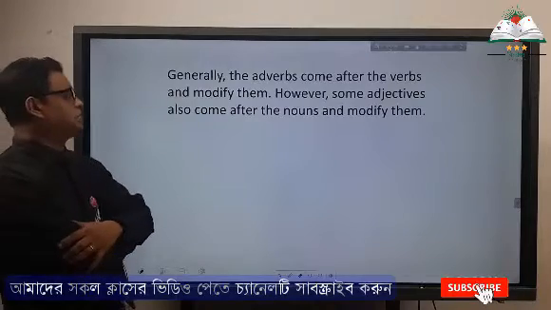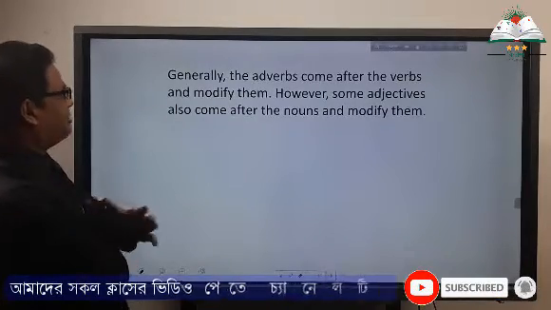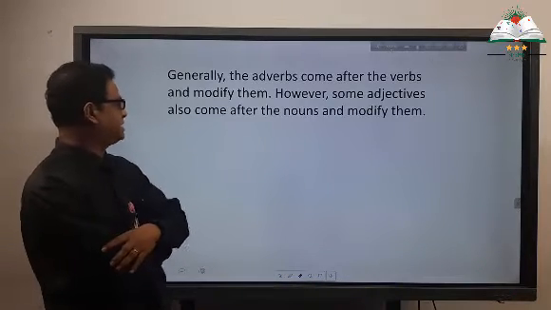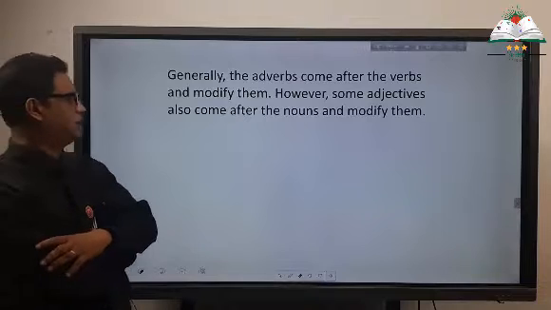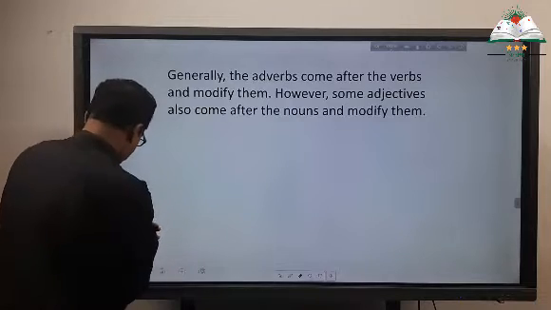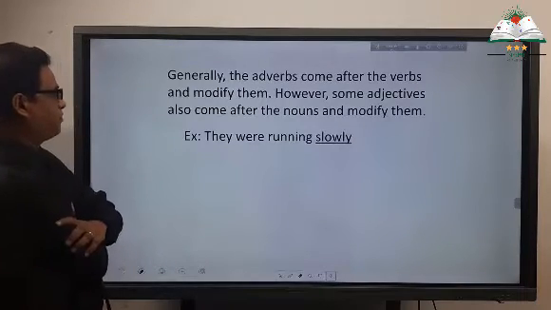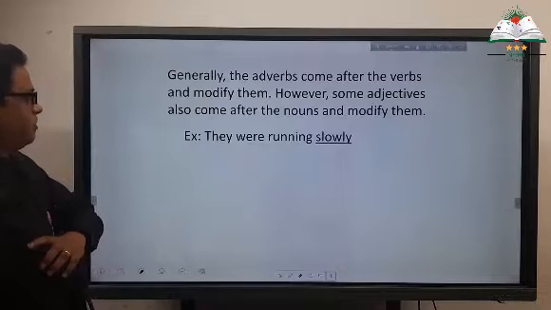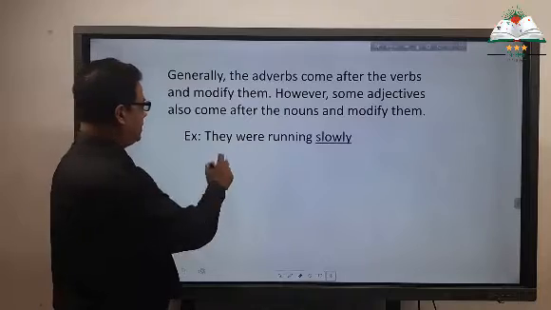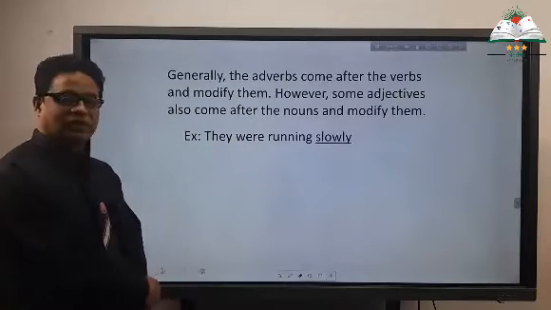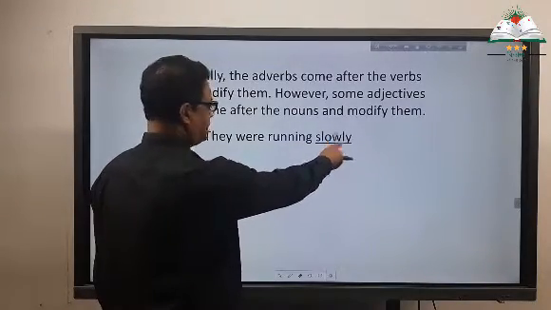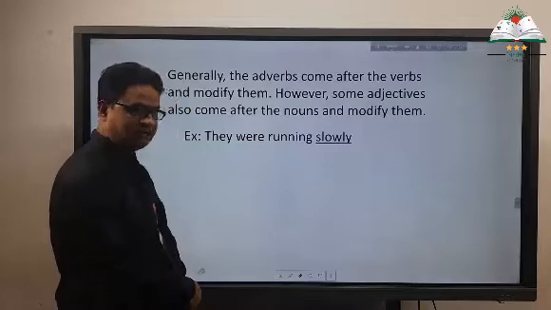Generally it is known to all of us that adverbs come after verbs and modify them. However, some adjectives also come after the nouns and modify them. Here you see the example. We know adverbs are always placed after verb, and in the sentence you follow: they were running slowly. So in running slowly, this slowly is an adverb that has been used after verb as post-modifier.